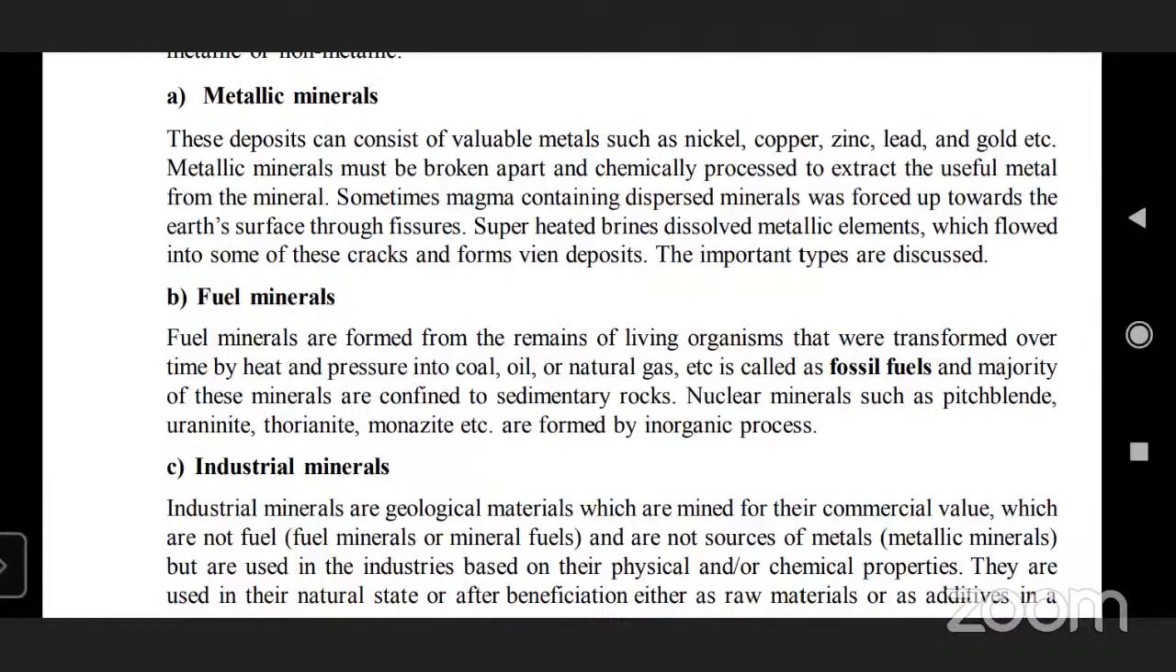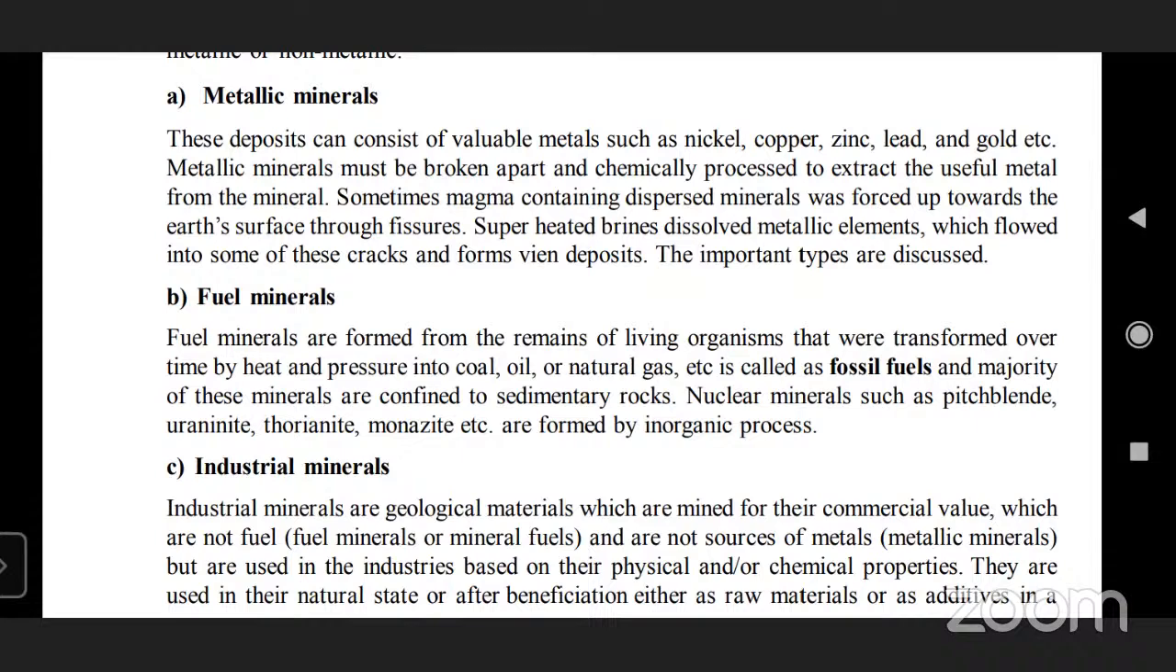The fossil fuels are obtained from the remains of plant and animal organisms when they are transformed over a span of time by heat and pressure to form coal, oil, natural gas, etc. They are the fossils, the remains of plants and animals. What does it mean by fossil? The remains of plant and animal organisms which are preserved in the sediments are known as fossils.